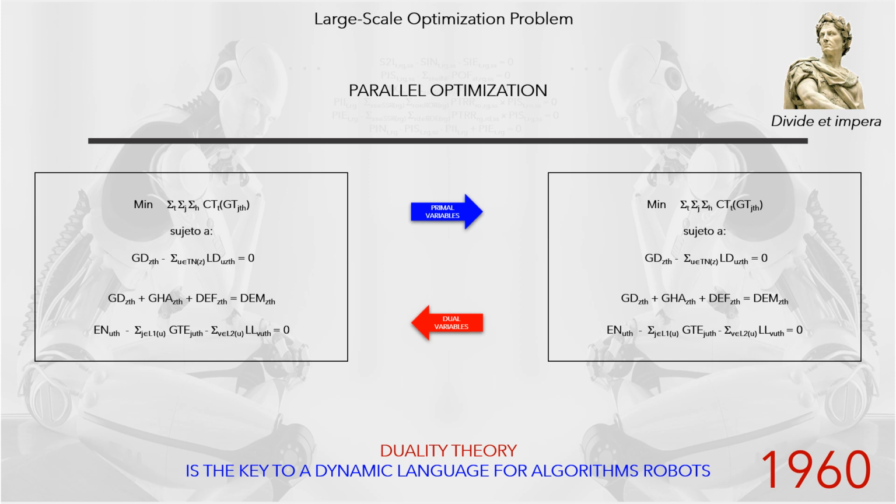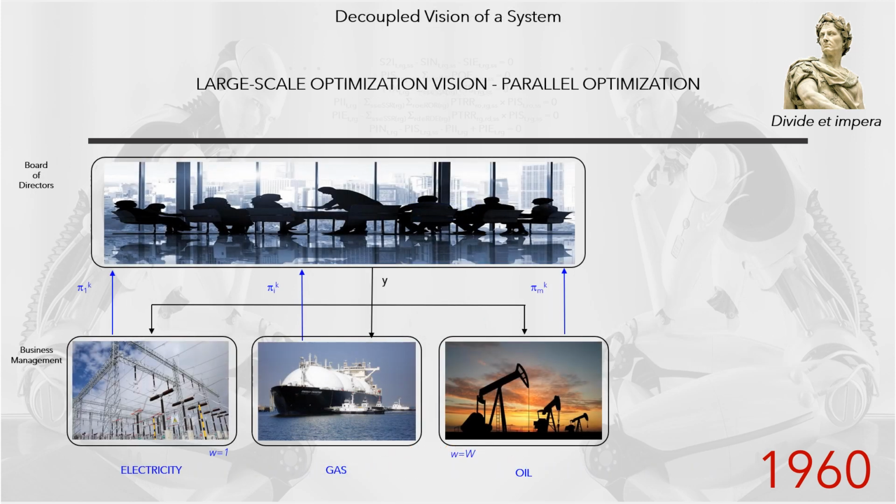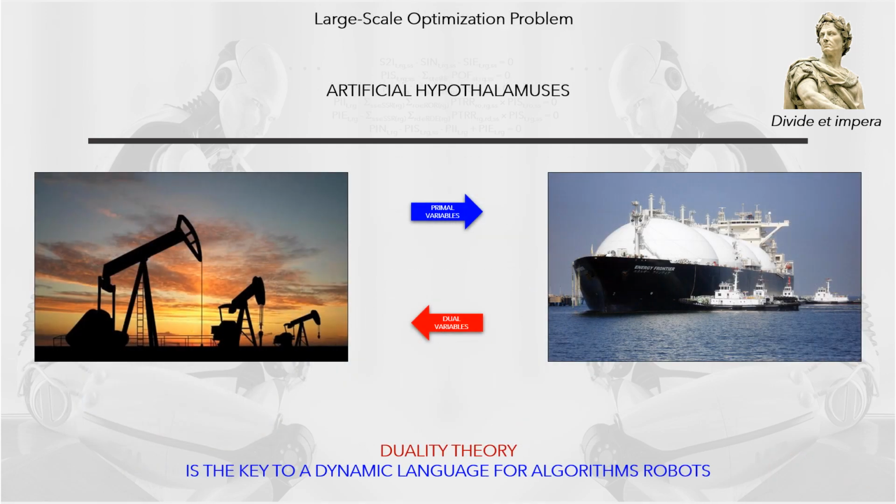the theory of duality. Based on the concepts of partitioning and decomposition, it is possible to decouple a system, to obtain vertical structures partially similar to the human neocortex, which today is the key to a dynamic language for cognitive robots, based on mathematical programming algorithms to build artificial hypothalamuses.